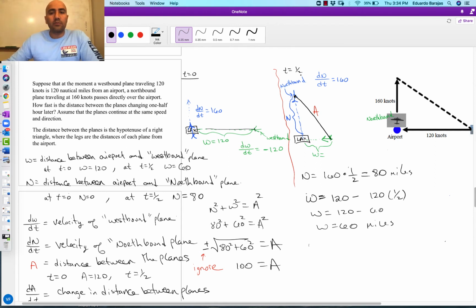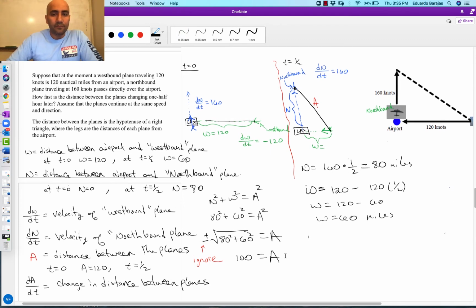At this particular snapshot in time, the distance between the two airplanes is 100 miles. 1/2 hour later, the two planes are 100 miles apart. However, that's not what they asked us for. They didn't ask us how far away the two airplanes are. They're asking us how fast the distance between the planes is changing. So they're asking us about dA/dt, not A. That's a very common source of misunderstanding for people.